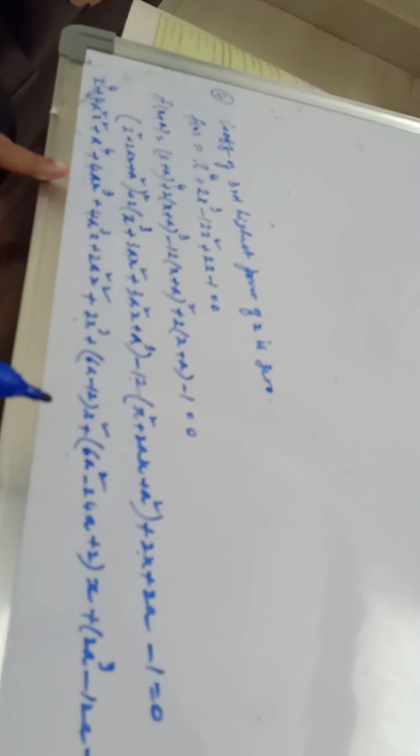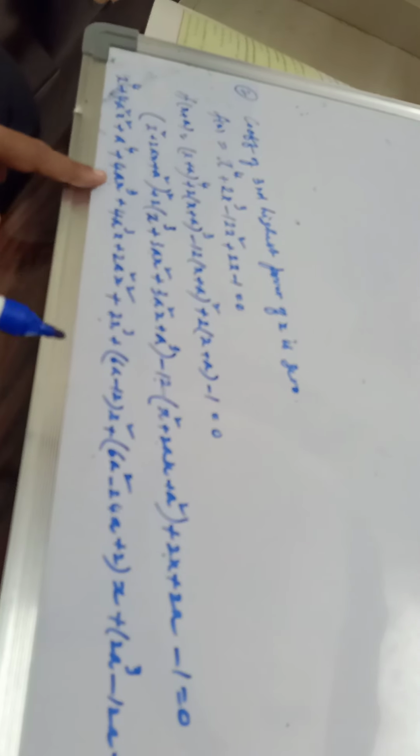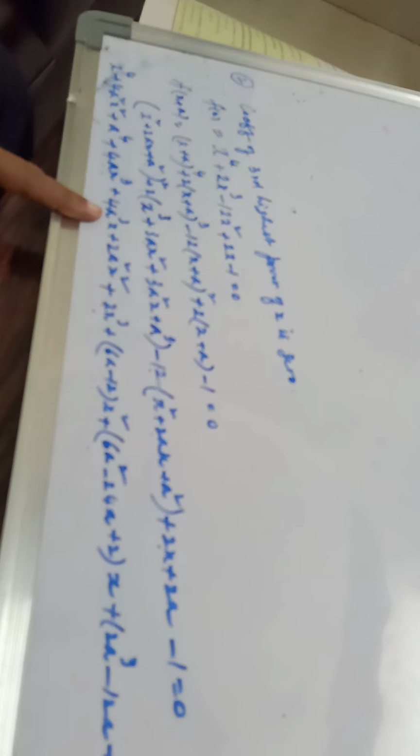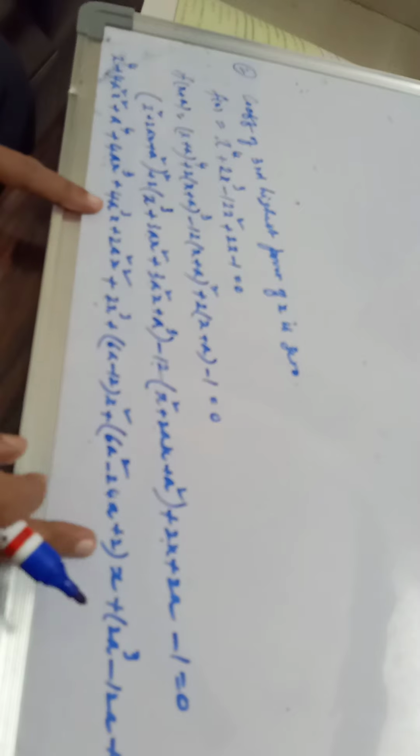Now the x cube term is already over. Now the x term: this is an x term and this is another x term. So x can be taken common from these two: 4a cube plus 6a square minus 24a plus 2, into x. Now the constant term, the x term is also over.